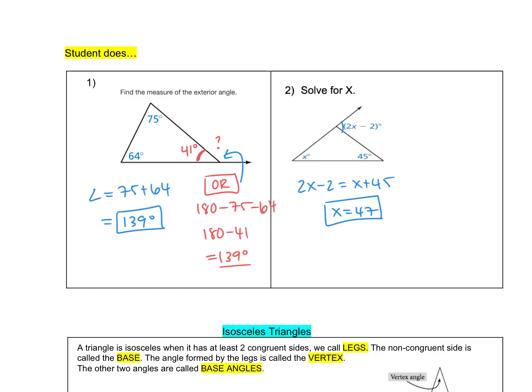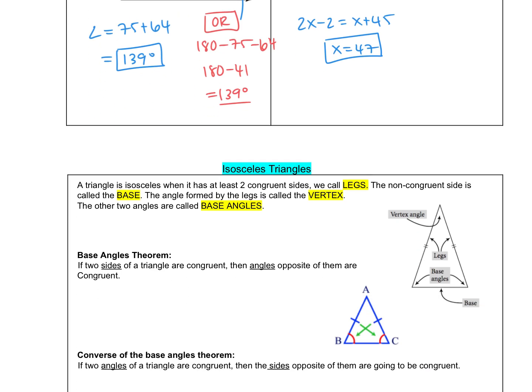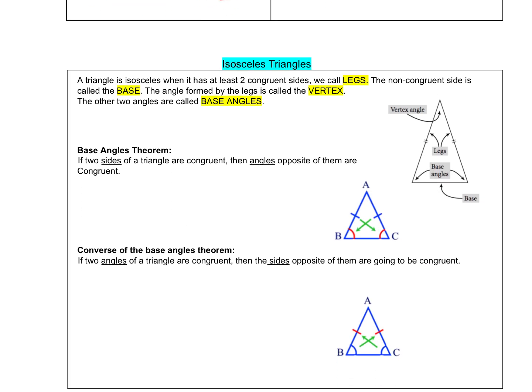Okay, moving on. Talking about isosceles triangles. What does it mean, an isosceles triangle? Like, what makes a triangle isosceles? Two congruent sides. So write that down. Two congruent sides.